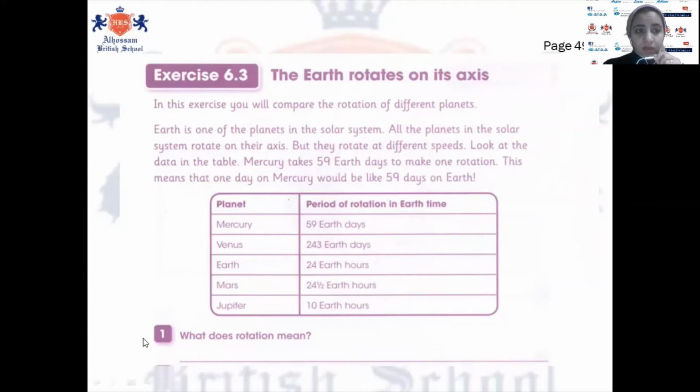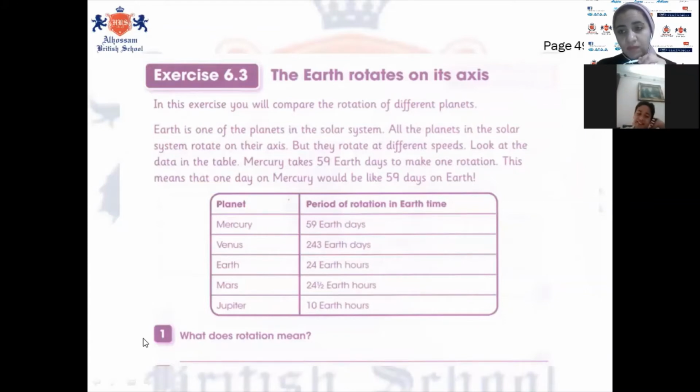Okay, who can help Louay? Yes, Fatima. The movement around the sun. Is this revolution or rotation? Okay, Yusuf Amir, tell me the difference between rotation and revolution. I know what rotation means.